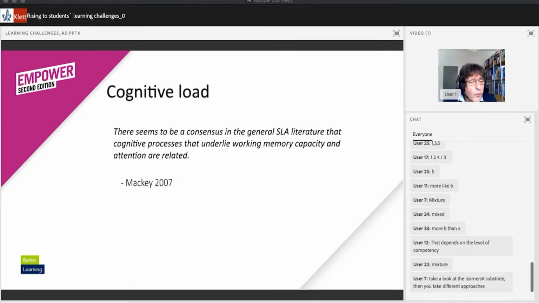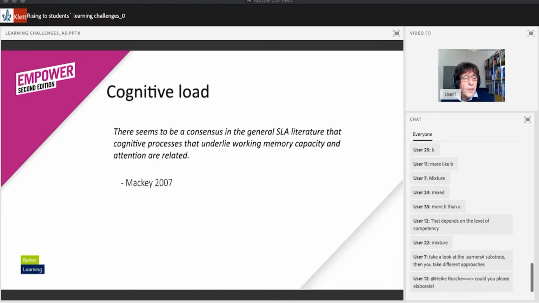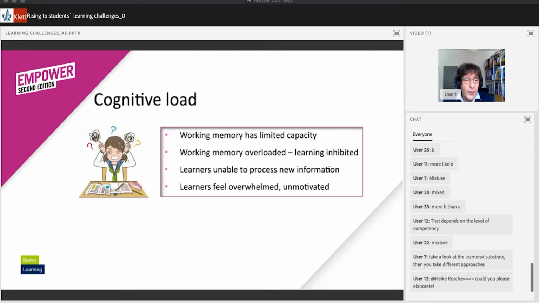here is a quotation from Mackay, who is an applied linguist in California, and this is what she says about cognitive load. There seems to be a consensus in the general second language acquisition literature that cognitive processes that underlie working memory capacity and attention are related. So what she's saying here really is that our working memory, or our short-term memory, if you like, is limited, and it only has a limited capacity. And if we go beyond that capacity, then this affects the student's ability to pay attention. So this is a very important aspect of learning.